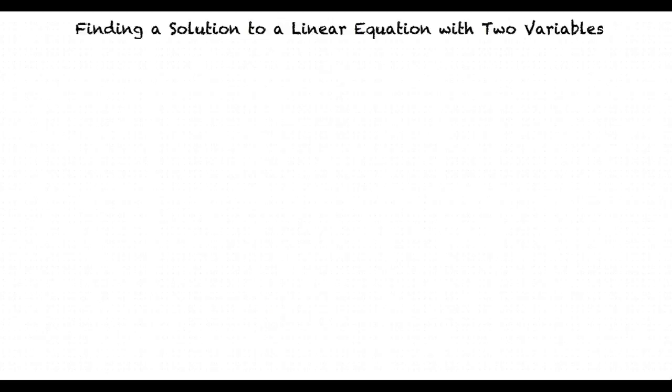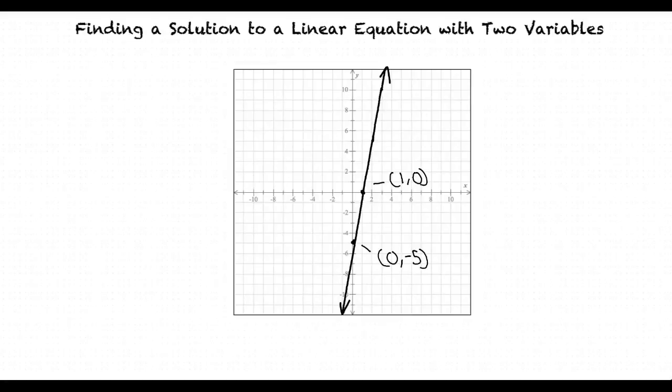Well, remember how earlier we were talking about the rule that a linear equation contains an infinite number of points? Both our answers are coordinates of points on the line. If we go back to our original graph, we can see that both (1, 0) and (0, -5) are on our line. What would be another point on the line 5x minus y equals 5?